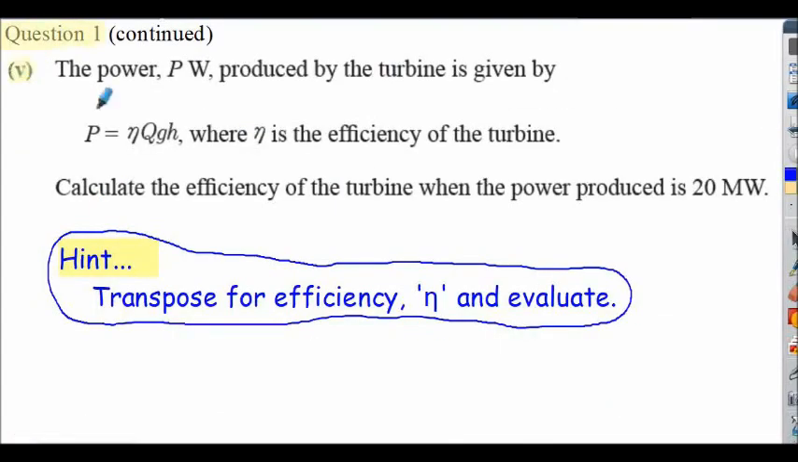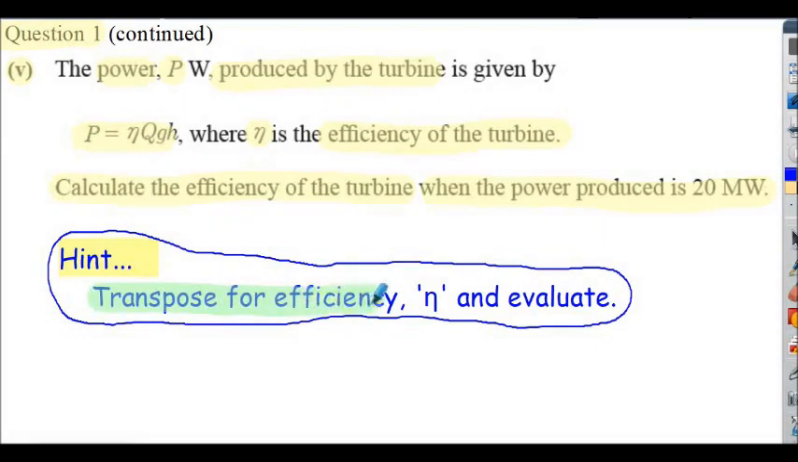Question 1, part 5. We're now informed that the power, capital P here in watts, that's produced by the turbine is given by this equation where the symbol eta, Greek symbol, is the efficiency of the turbine. We've got to calculate the efficiency of the turbine given the power produced is 20 megawatts. In other words, we're given capital P and we have to transpose for efficiency eta and of course evaluate. Full solution shown on the following slide.